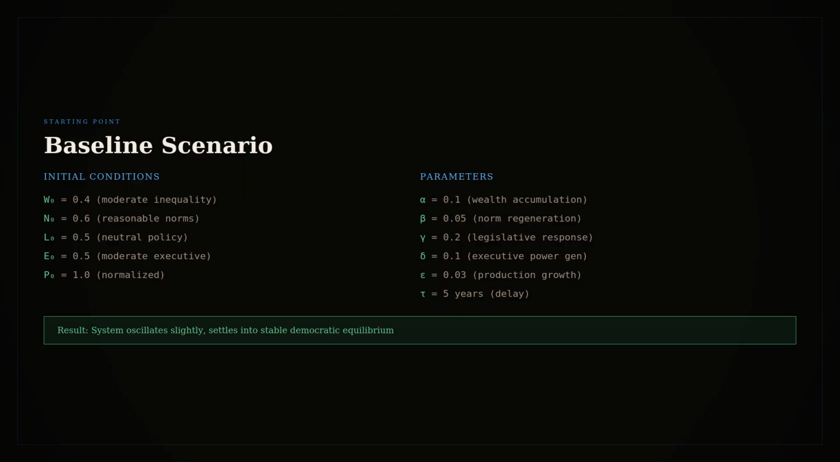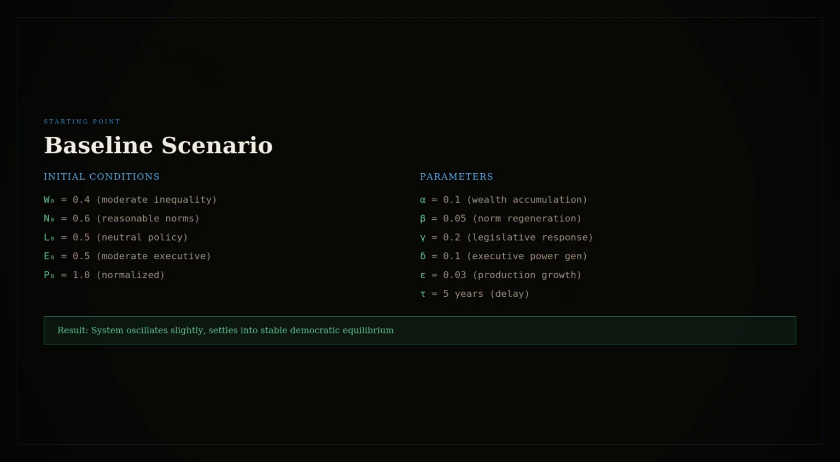We choose middle-range parameters: alpha, the wealth accumulation rate, at 0.1, beta, the norm regeneration rate, at 0.05, gamma, the legislative responsiveness, at 0.2, delta, the executive power generation, at 0.1, epsilon, the production growth rate, at 0.03, tau, the time delay parameter, at 5 years. Now we simulate. What happens?